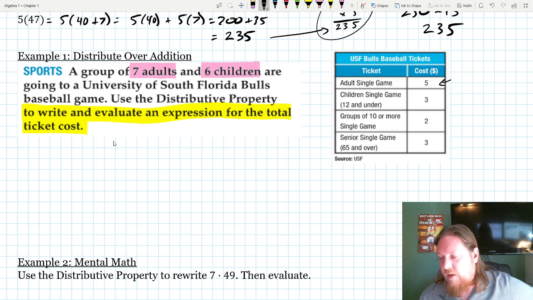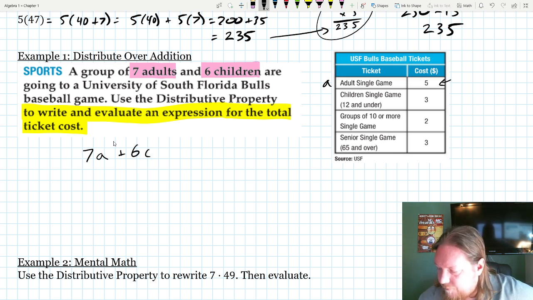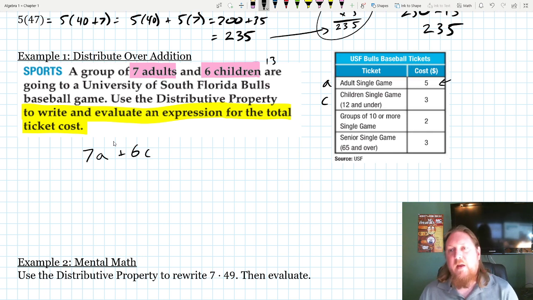So there's a couple different ways of looking at this. I've got 7 adults, and A is just what I'm going to call the cost of the adult single game, and 6 children. Now, if I didn't have a big group, and you can see I've got a group of 13 here, then I would just plug in the 5 for A and the 3 for C, and I would evaluate that expression. But that really doesn't use the distributive property at all. So that should be my clue that maybe this isn't the right path.